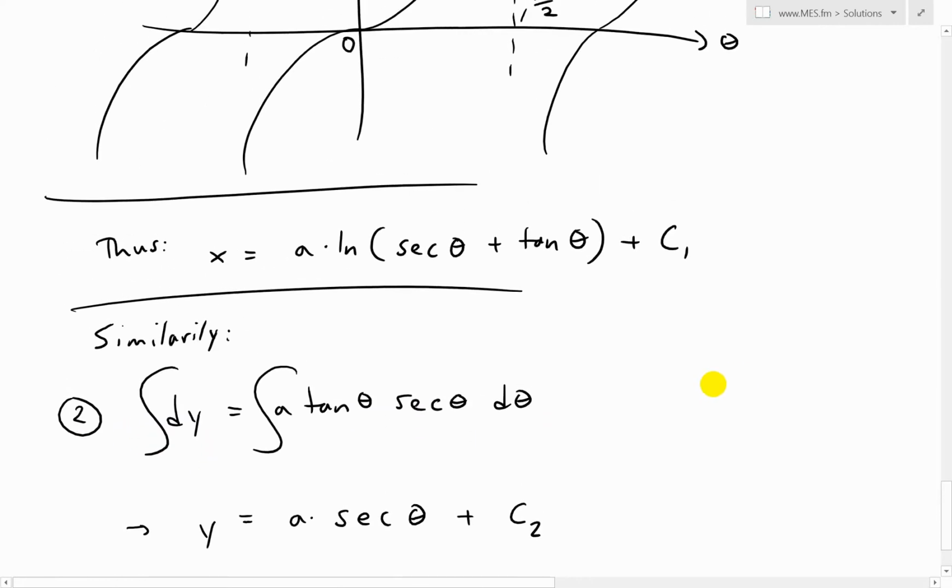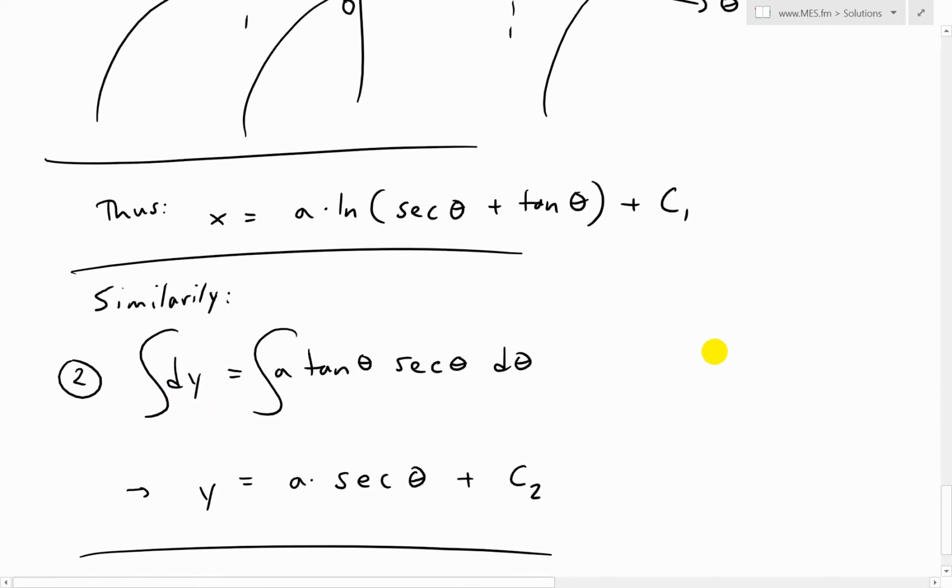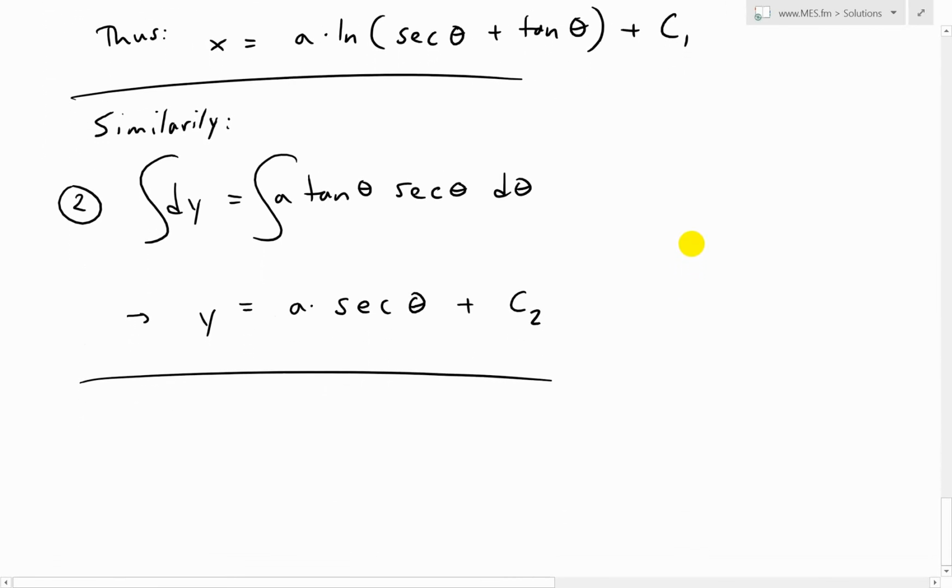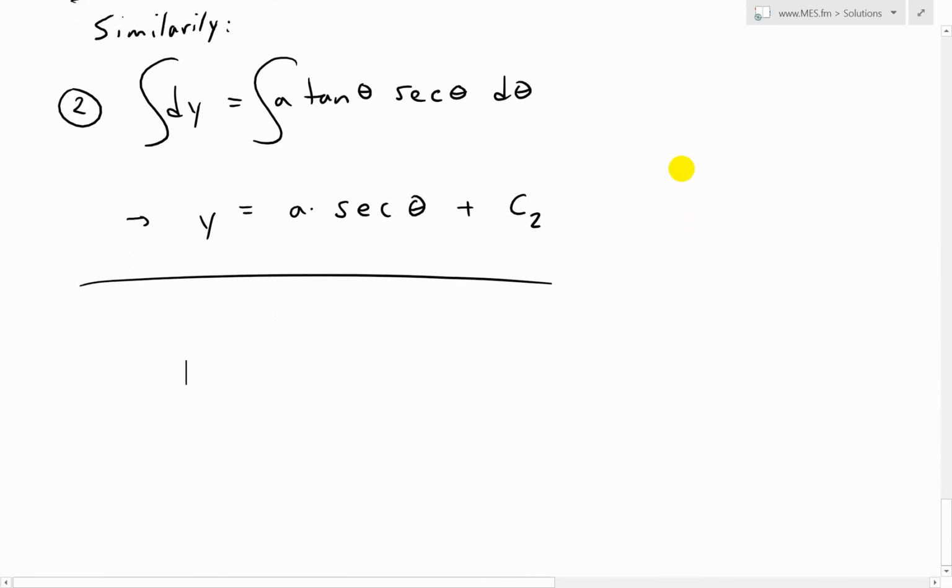Now what we have are these constants c1 and c2, but to simplify it, for the y one I'm going to let c2 just equal constant c, just like in my earlier videos.